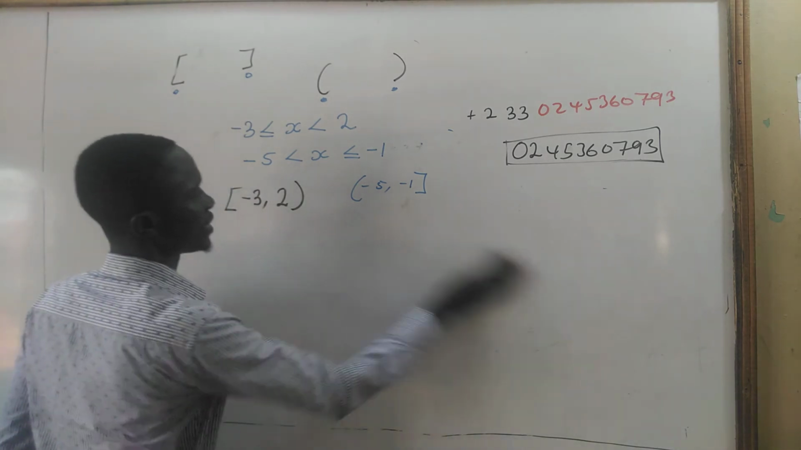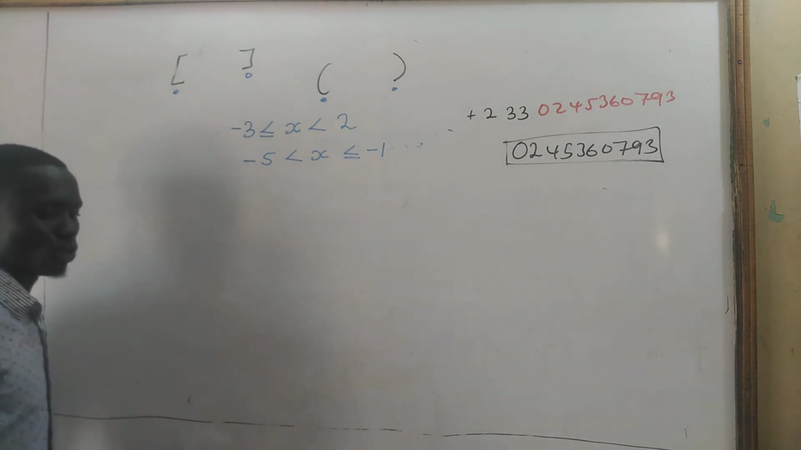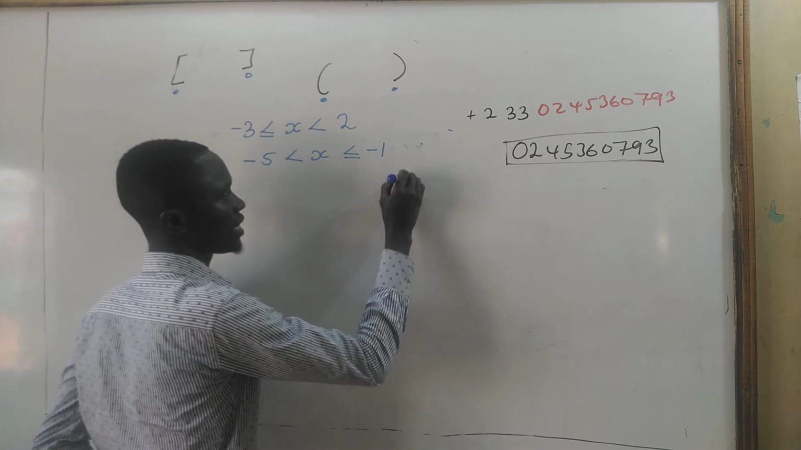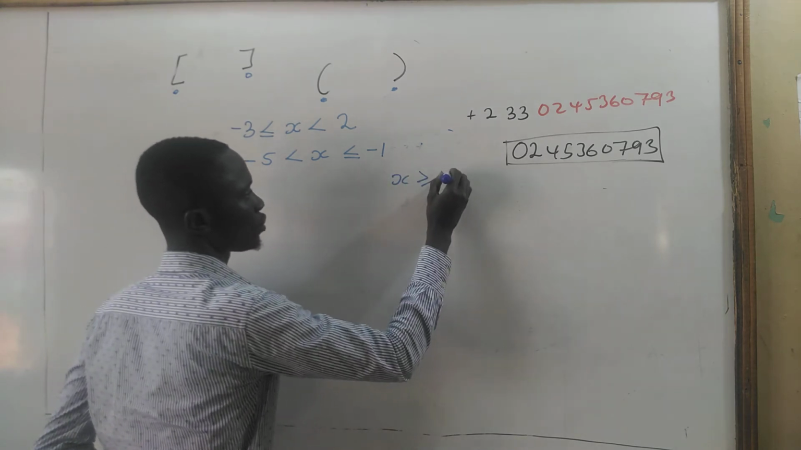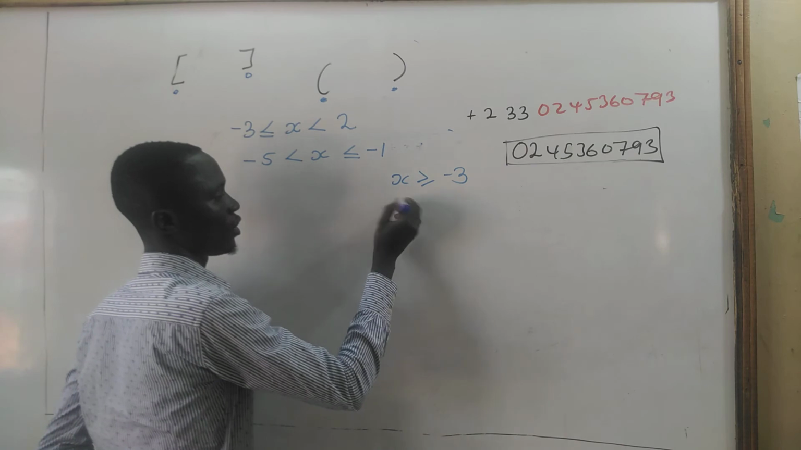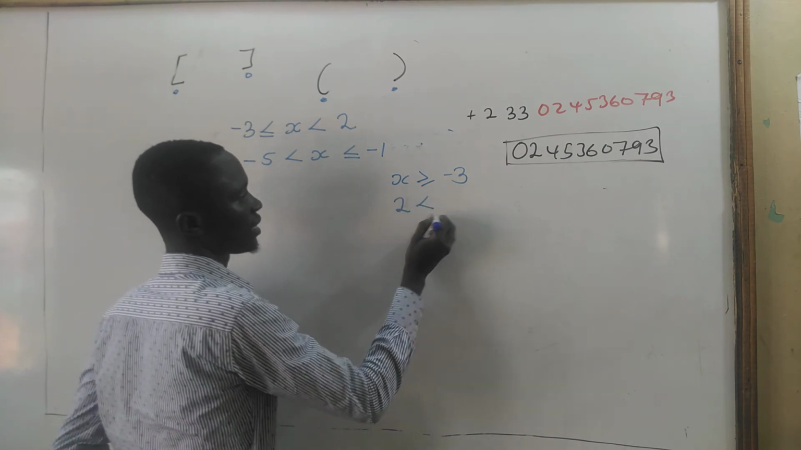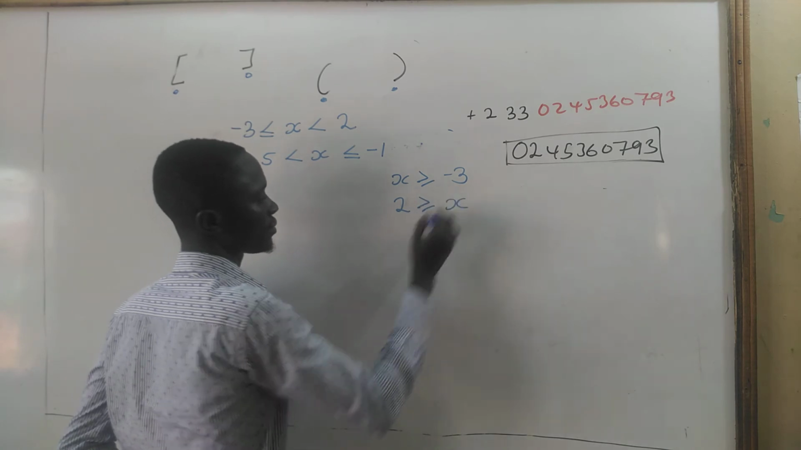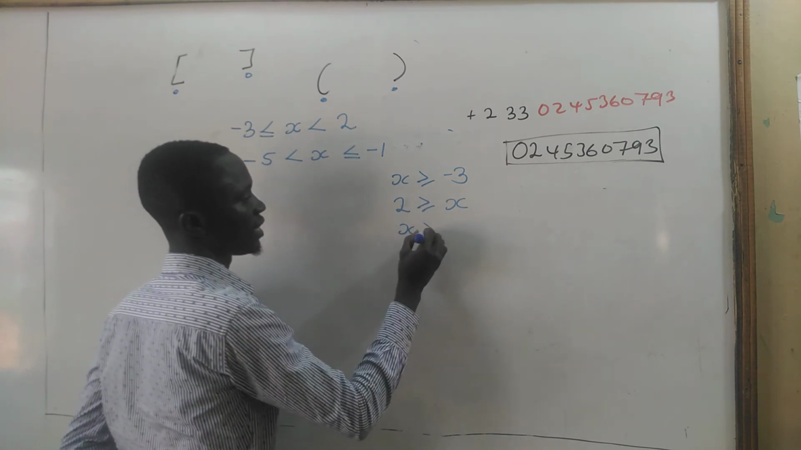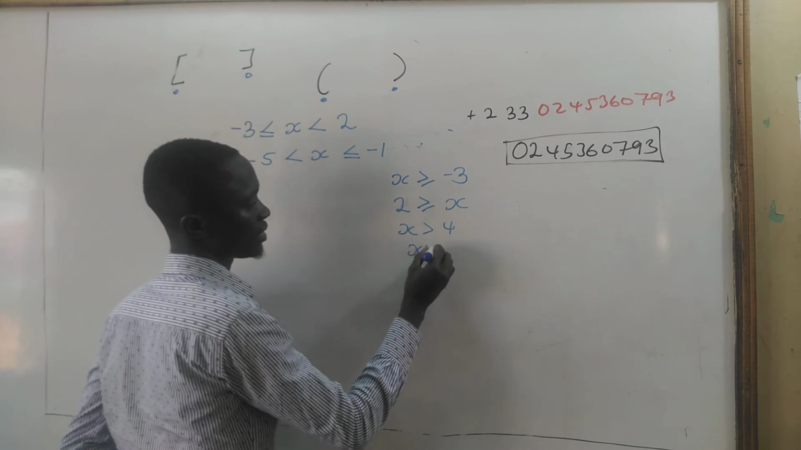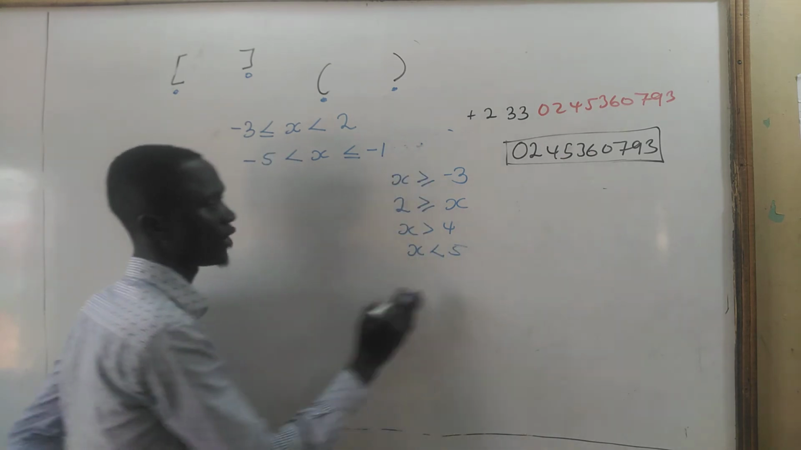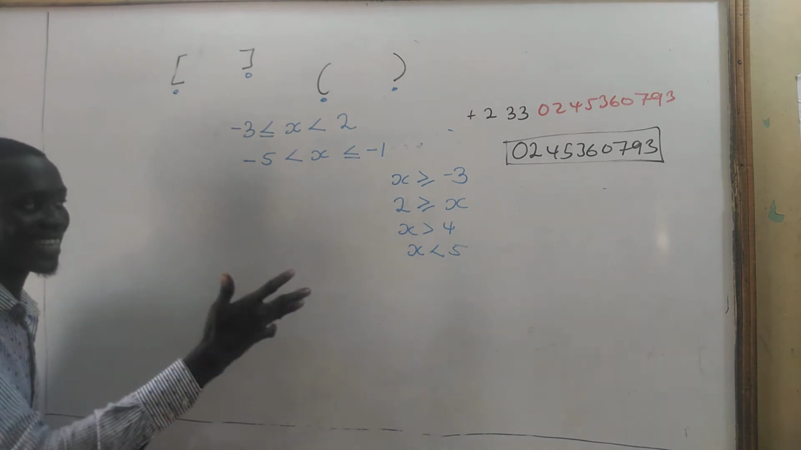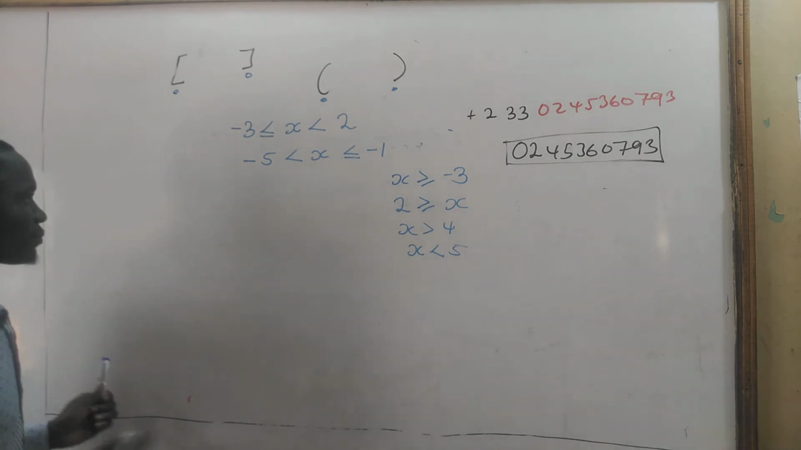Now that we've done with half open or half closed intervals, we are going to look at this. What if I have, let's say, x greater than or equal to negative 3, or 2 greater than or equal to x, or x greater than 4, or x less than 5? How do we write these in interval notation form and also graph them? Let's take the first one.